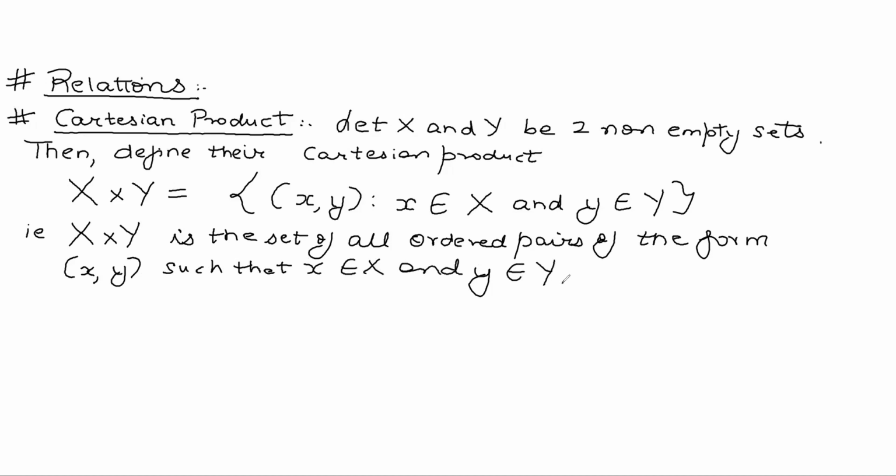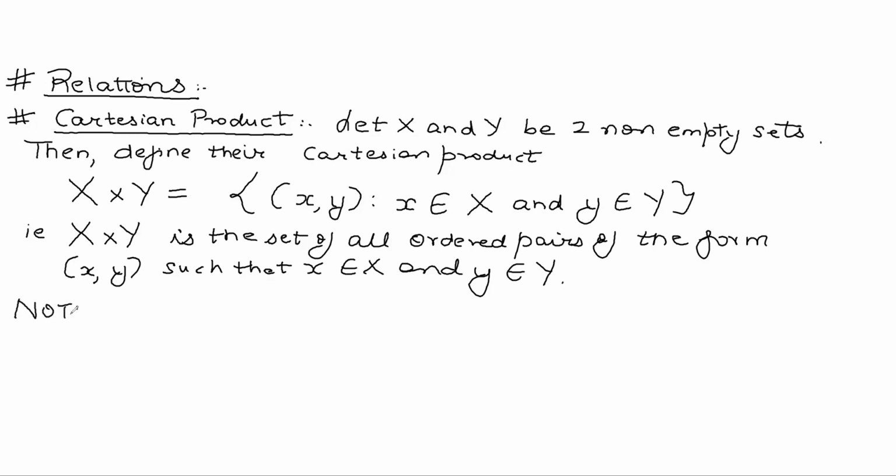So the Cartesian product concept students have done in high school also. It's not a new concept for you. Capital X and capital Y are two non-empty sets. Non-empty means they are not equal to the empty set. They contain elements in them. Then the Cartesian product will be the set of small x comma small y, where small x belongs to the set capital X, small y belongs to the set capital Y. Guys, remember that small x and small y are elements. Capital X and capital Y are sets.